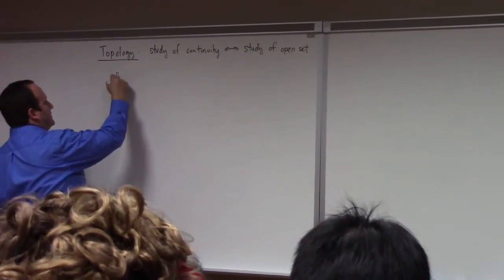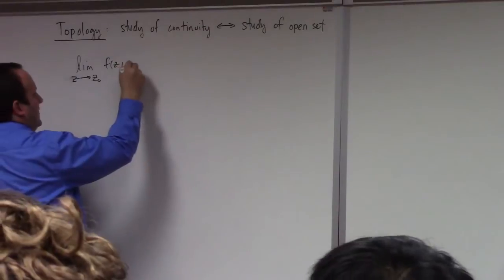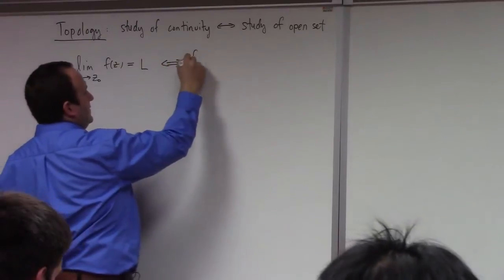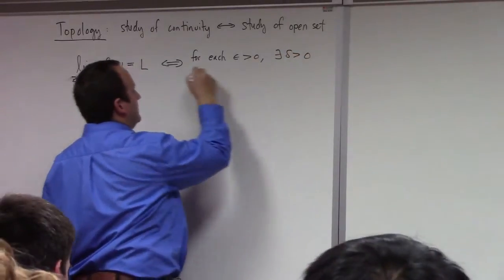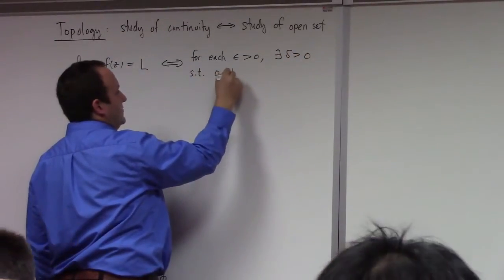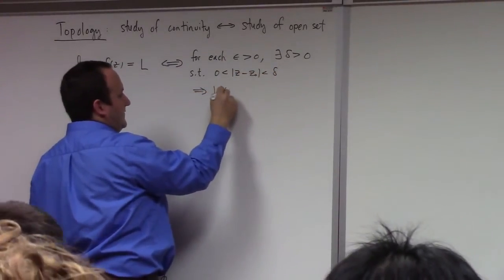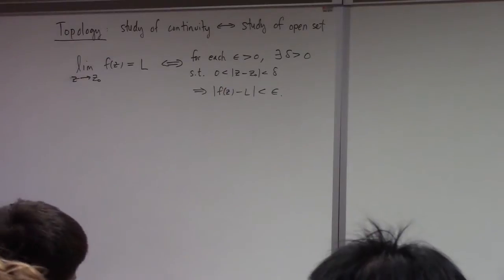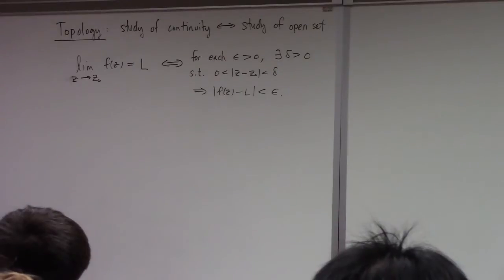But we gave this definition for limit last time. The limit, as z goes to, say, z naught, of f of z, being a complex function of a complex variable, is equal to L if and only if for each epsilon greater than 0, there exists some delta greater than 0, such that 0 less than modulus of z minus z naught less than delta implies that the modulus of f of z minus L is less than epsilon. So this is pretty much word for word the definition of limit we gave you in Calculus 1. Simply the absolute value has been replaced by the modulus.